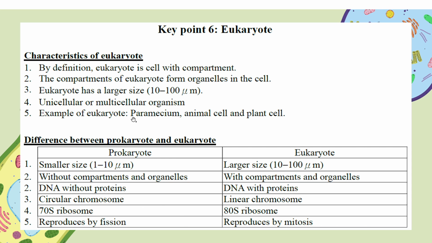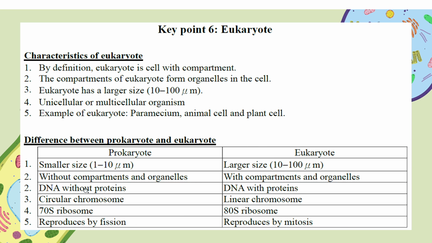Paramecium is an example of a unicellular eukaryote organism. It has organelles inside. So the difference between them, you need to bear in mind. Long questions and multiple choice always talk about it. Smaller size prokaryote, larger size eukaryote. Without compartment, this is the definition. Without organelle, versus with compartment, with organelle.